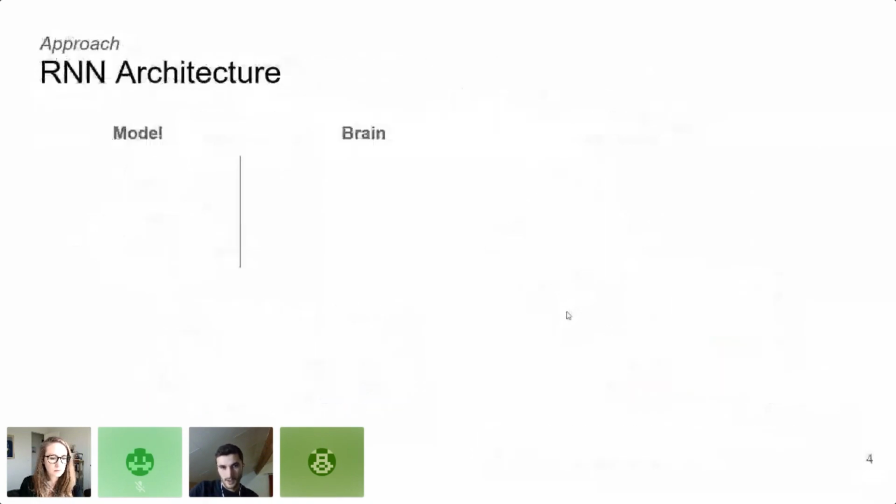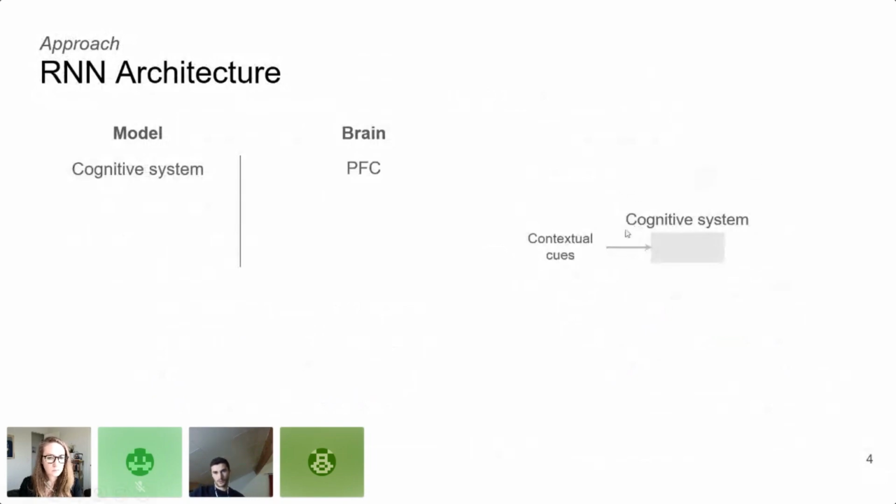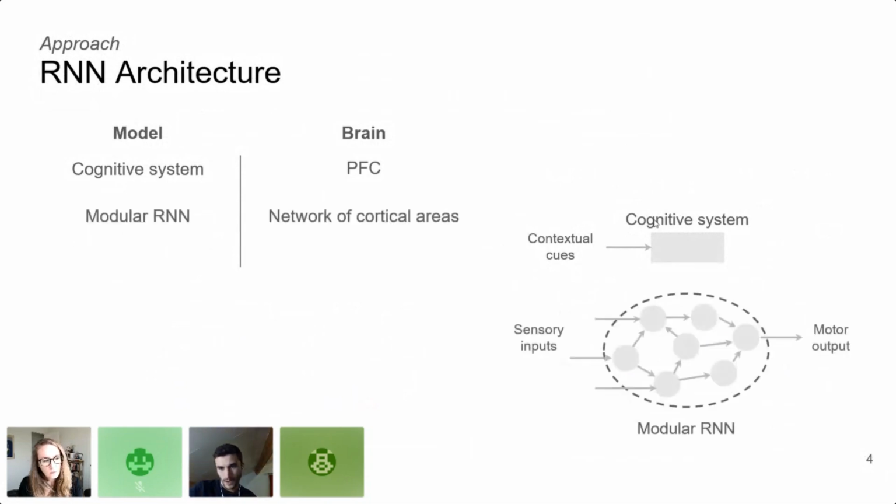Okay, so I'm now going to describe this RNN architecture that we have developed. In this architecture, we have what we call a cognitive system. That's a simple recurrent neural network that models the PFC, and it has access to the contextual cues of the task. We then have a modular RNN that models the network of cortical areas. Some of the modules are receiving the sensory inputs and others are producing the motor outputs. And there are some interactions between each module of the modular RNN and the cognitive system.